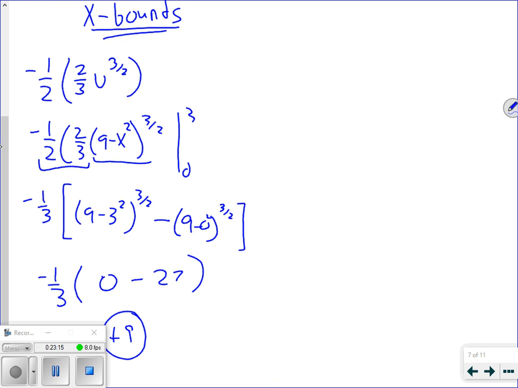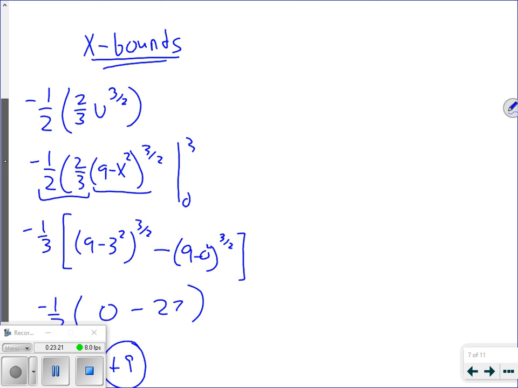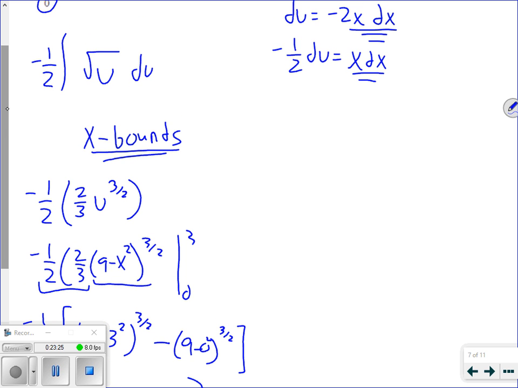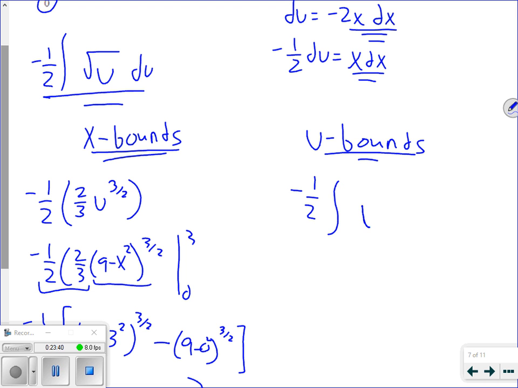So that's literally taking the integral, doing u substitution, which is what we did, plugging u back in, and then doing the process. Okay. Now, personally, I like u bounds. This is the way I tend to do it in the future. Same thing, really. So I'm going to pick back up where I left off right here. Okay, but I got negative 1/2 integral of u to the 1/2 du.